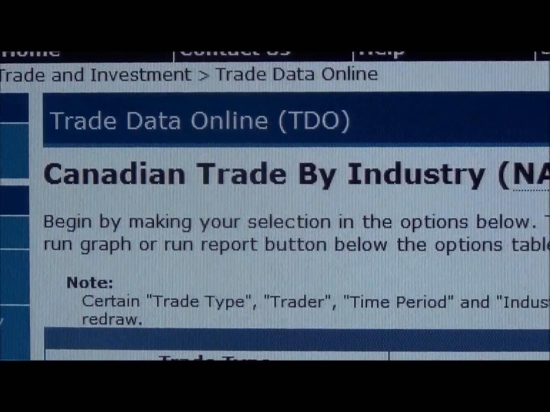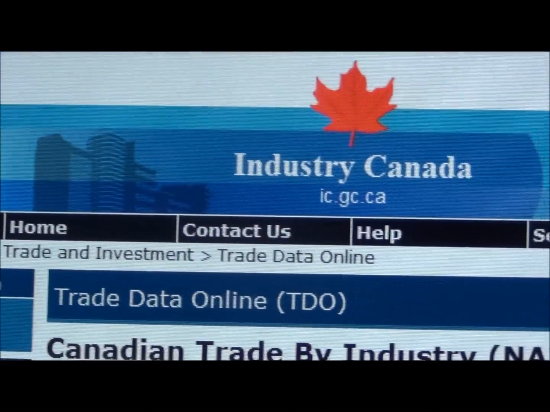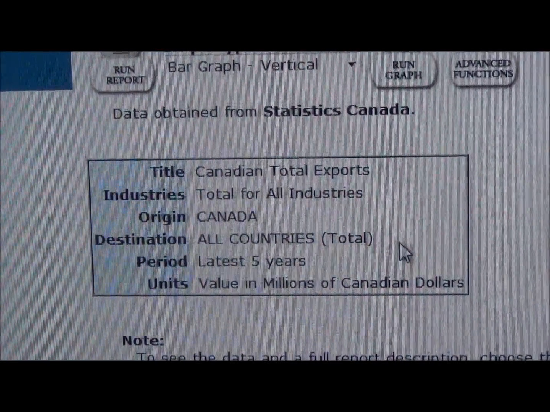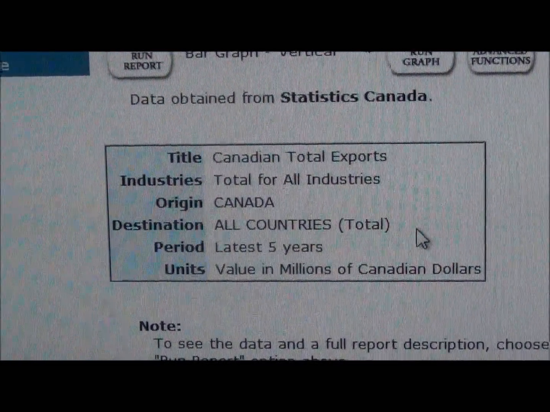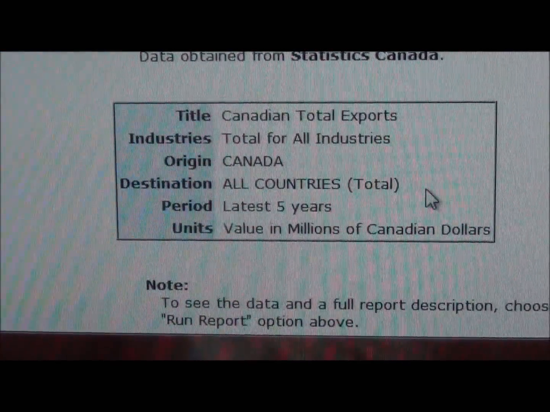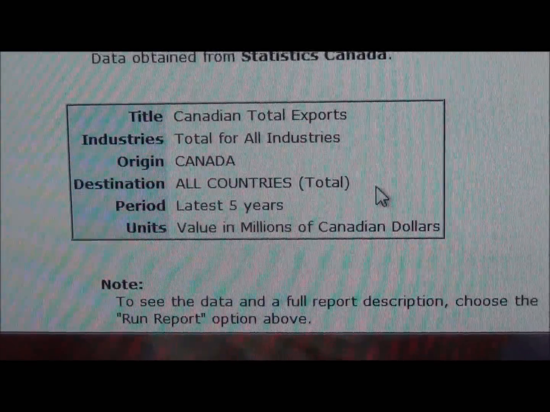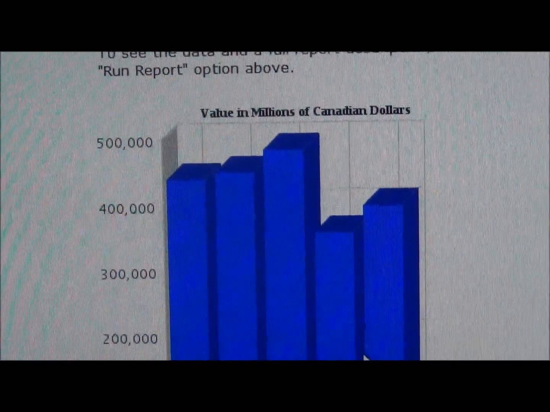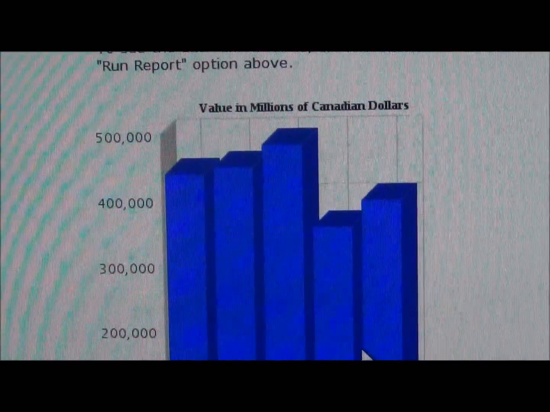Public information. Canadian trade by industry. Industry Canada. Canadian total exports. Total for all industries. Origin, all of Canada. Destination, all the world, all countries of the world. Data from the last 5 years. So there's been a decrease.